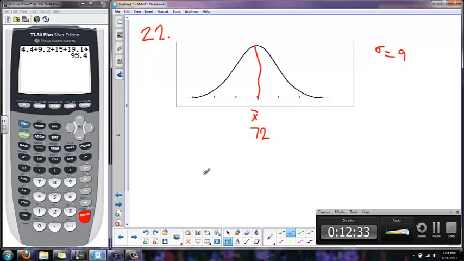So this time it's not just between 2 numbers. I want to add up all the percentages of 90 or above. So I don't have to go in both directions this time. I just need to go in the positive direction. So 72 plus a 9 will land me at 81. That's 1 standard deviation above. And then if I add on another 9 on top of 81, that lands me at 90.